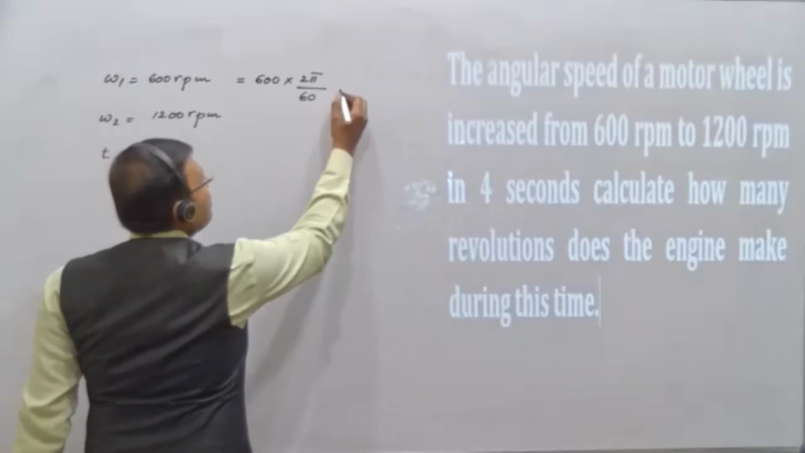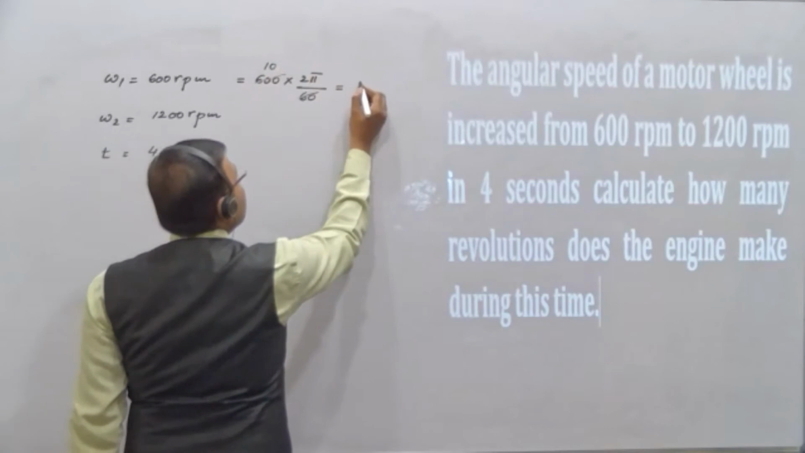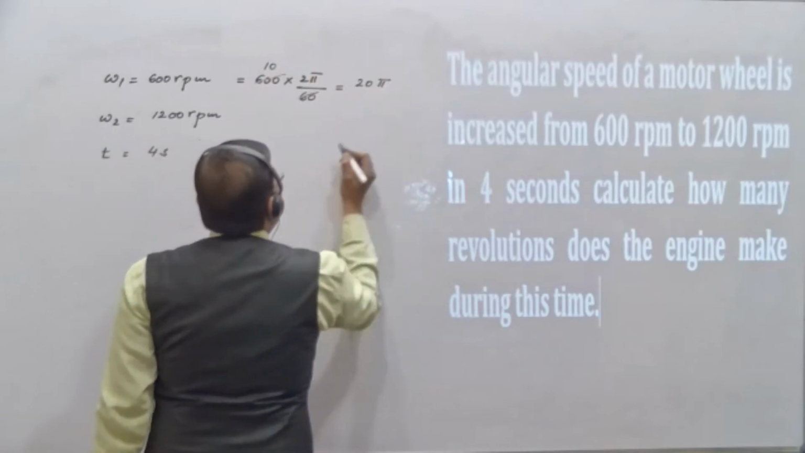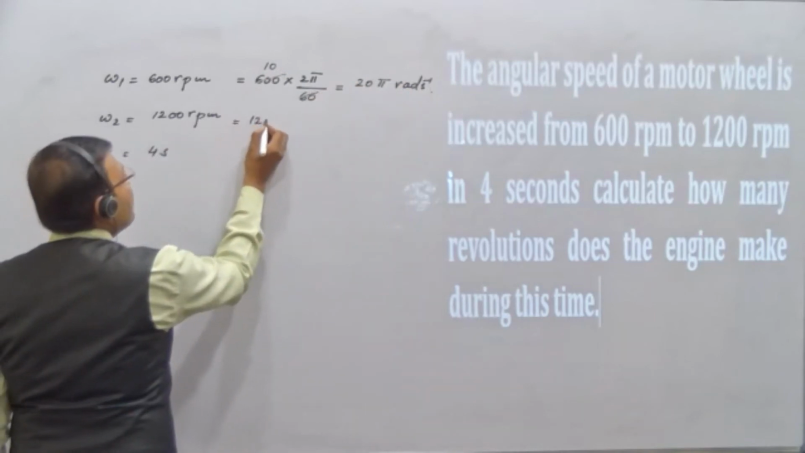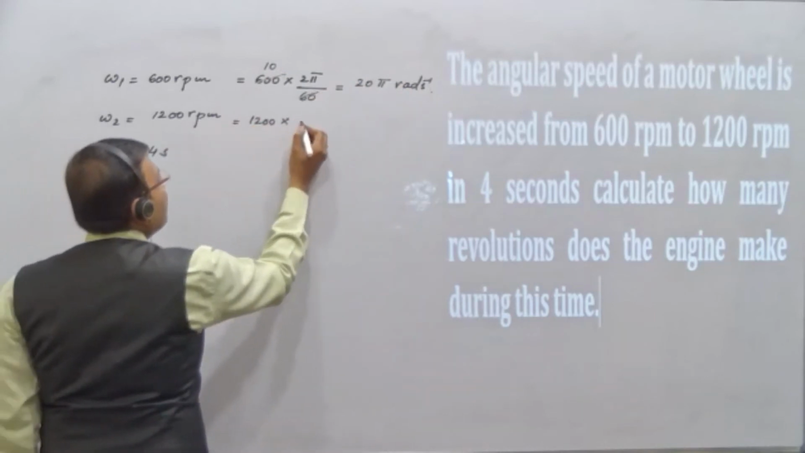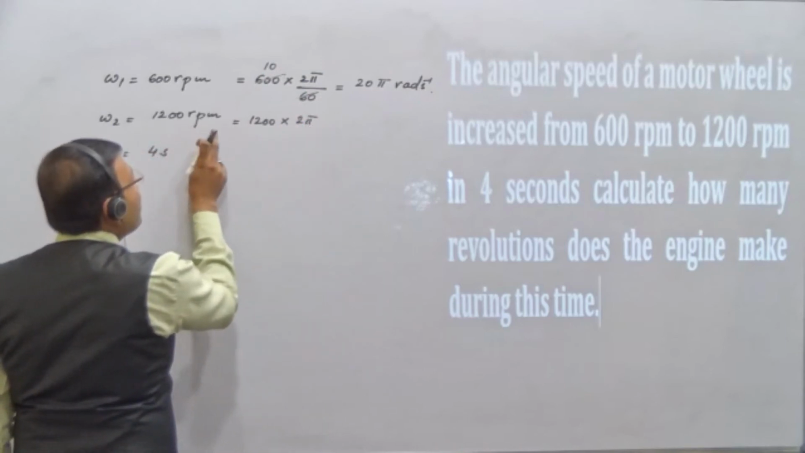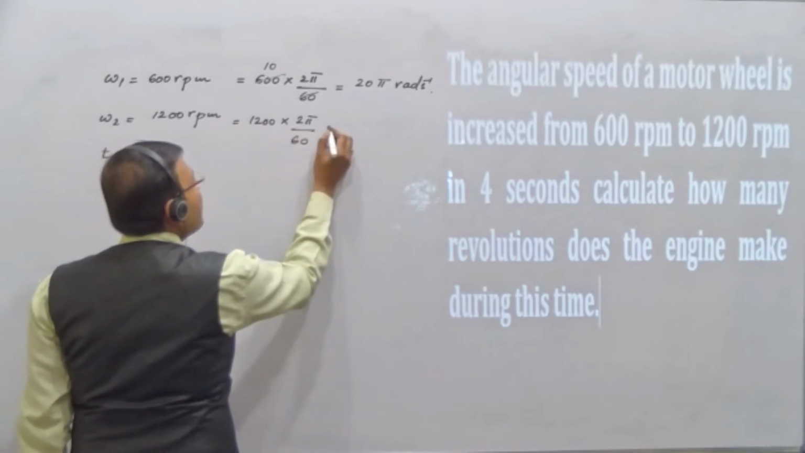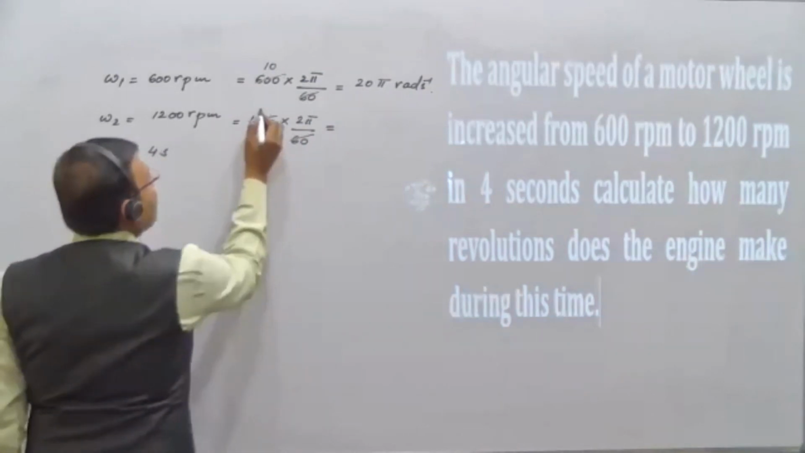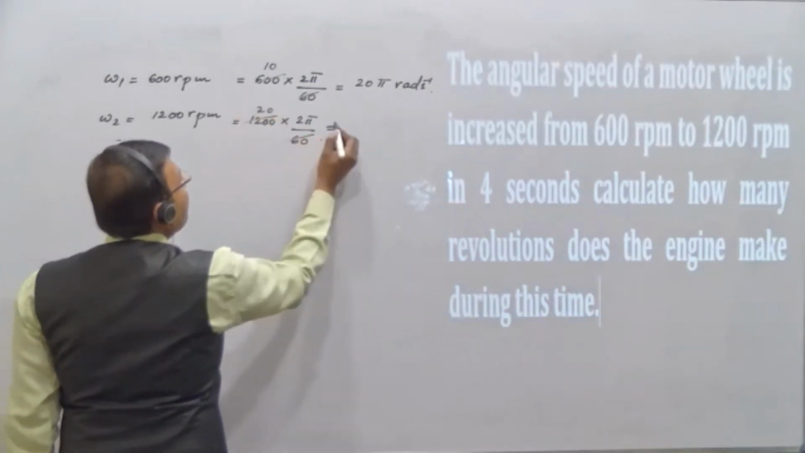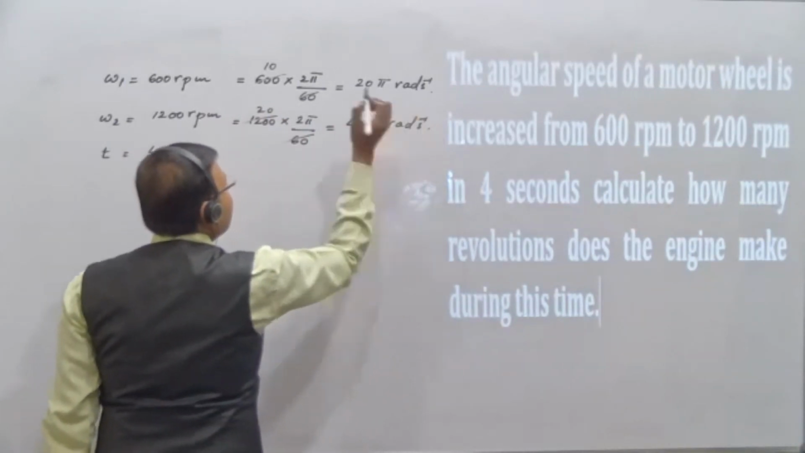So what is the answer we are getting in terms of radians per second? This is 1 times and this is 10 times, so this is 20 pi, and the units will be radians per second. Now let us move to the next one. This is 1200, and this is also given in rpm, but I want it in radians per second. So here also we will multiply by 2 pi by 60. This is 1 times, this is 20 times, so it will be 40 pi radians per second.